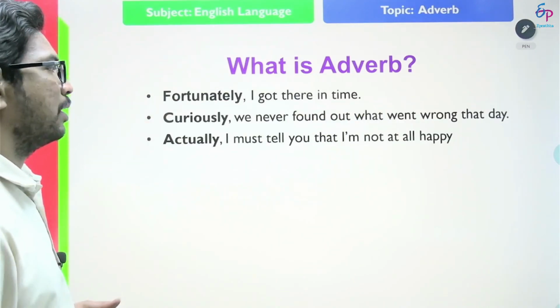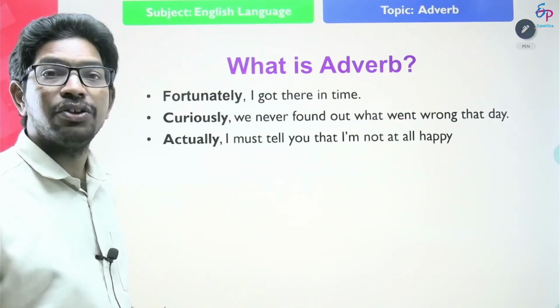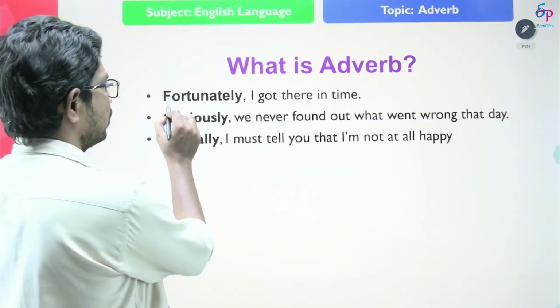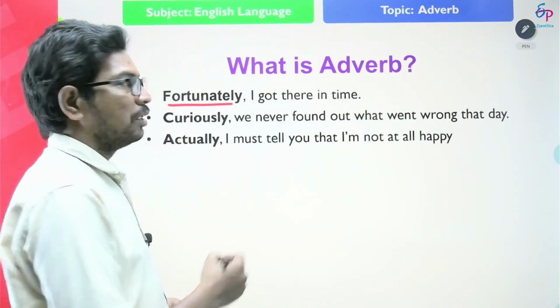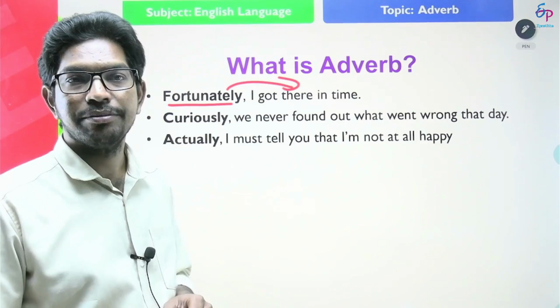So look at this example. Fortunately, I got there in time. So here fortunately is an adverb that is modifying the entire sentence, I got there in time.